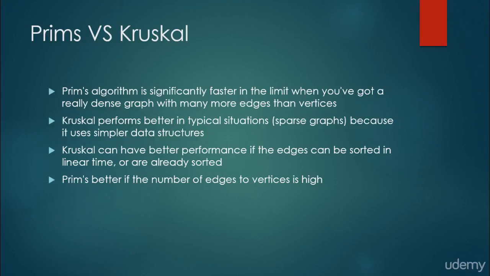It's very important to know what to use, Prim's versus Kruskal. Prim's algorithm is significantly faster in the limit when you've got a really dense graph with many more edges than vertices. Kruskal performs better in typical situations, for example sparse graphs, because it uses simple data structures. Kruskal can have better performance if the edges can be sorted in linear time or are already sorted. And Prim's is better if the ratio of edges to vertices is very, very high.